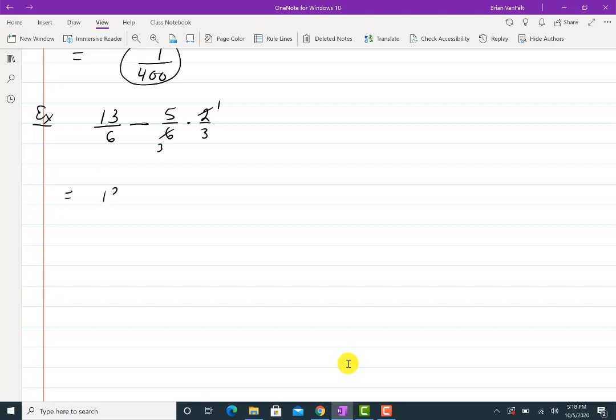And so with that, I'll have 13/6 minus, here, since I canceled the 6 out and left a 3, 5 times 1 is 5. 3 times 3 is 9. Now I can't finish this off until I have a common denominator. The LCD for 6 and 9 is equal to 18. So I'll rewrite each of my fractions over 18.